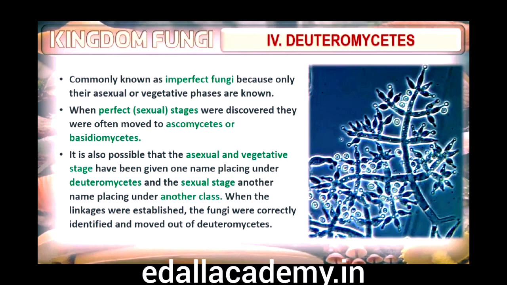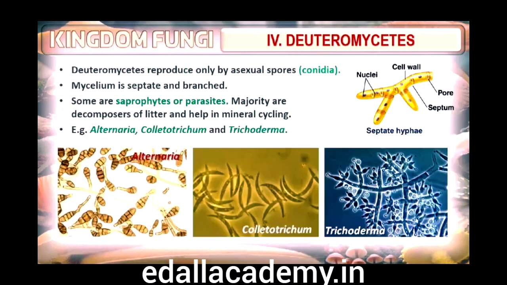Once perfect, sexual, stages of members of deuteromycetes were discovered, they were often moved to ascomycetes and basidiomycetes. The deuteromycetes reproduce only by asexual spores known as conidia. The mycelium is septate and branched. Some members are saprophytes or parasites, while a large number of them are decomposers of litter and help in mineral cycling. Some examples are Alternaria, Colletotrichum and Trichoderma.